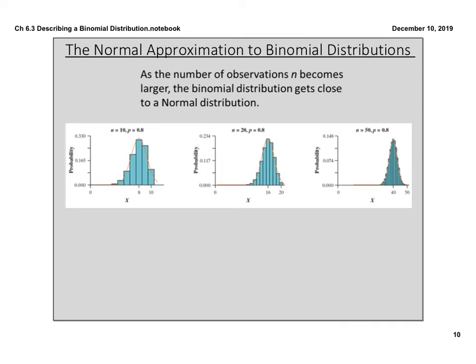If you take a look at these graphs, this is a binomial setting where p is equal to 0.8 and my n is equal to 10. It looks approximately normal. It's okay. When I increase my n to 20, check out this histogram. Look at how much more normal it looks. And then when I increase my n to 50, now you can really see that normal curve there. So as the number of observations becomes larger, the binomial distribution gets closer and closer to normal. That's going to help us when we're doing some of these calculations.